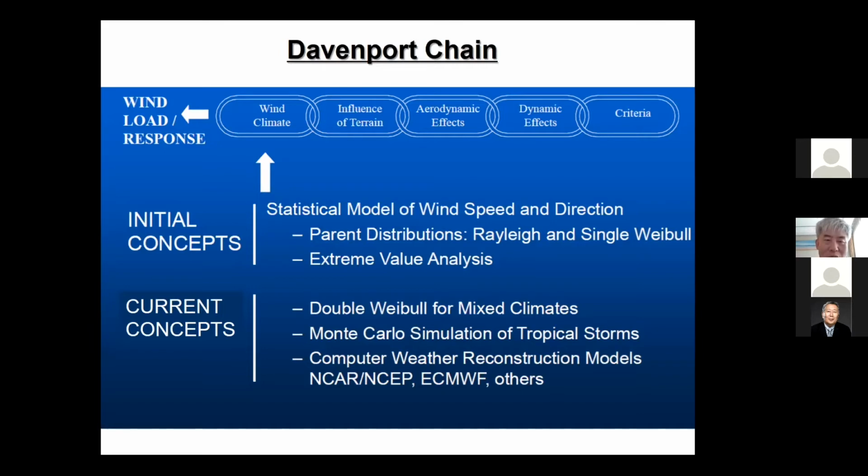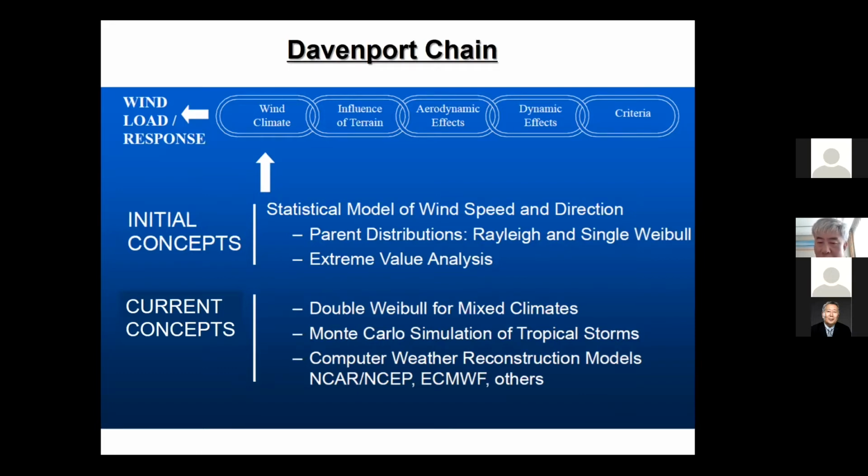If you look at the first, it is the wind climate. At the beginning, in the initial concept of the Davenport chain, for wind climate, people considered a statistical model for wind speed and direction. So we have to consider Rayleigh or single Weibull distributions. And then we analyze by extreme value analysis to get the design wind speed for a longer return period.